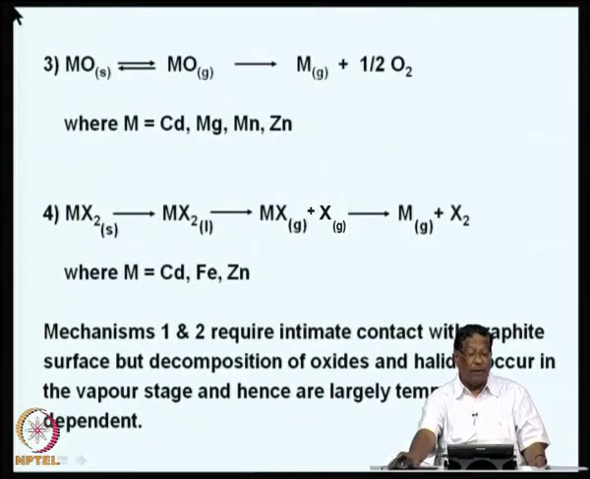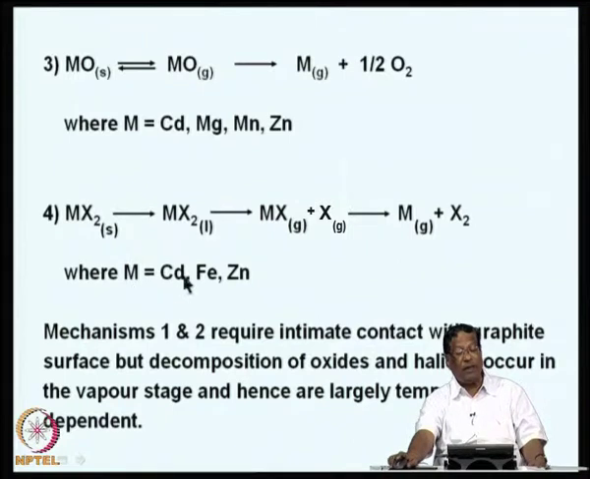Now, it is possible that salts like chlorides react like this: MX2 going to solid, going to liquid, that is the melting stage, followed by gaseous MX formation, partial decomposition, followed by metal and X2. If it is a chloride, you would have chlorine gas, and for bromide you would have bromine gas, and so on. This mechanism holds good for most of the chlorides, especially cadmium, iron and zinc.